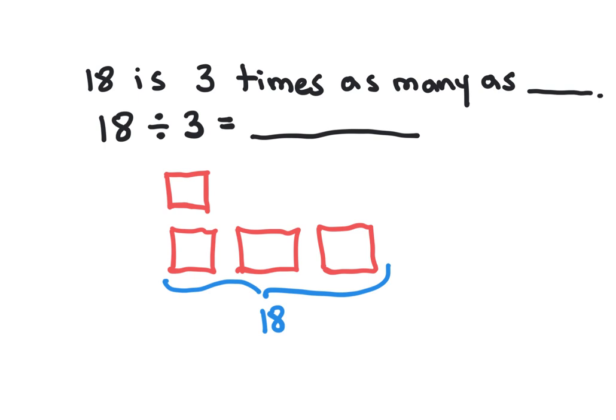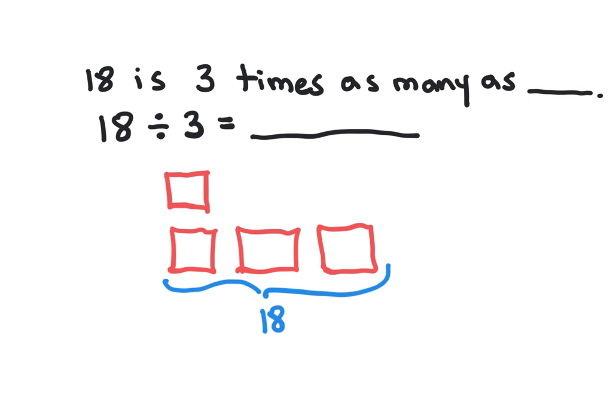18 is 3 times as many as blank. 18 divided by 3 gives you blank. So another way to figure out these multiplicative comparisons is to do the inverse operation, the opposite, which would be division, to help us come up with the answer. Again, we really need to practice our multiplication facts, because once we get stronger in that, all of this will become a piece of cake. So we need to know what is missing in these boxes. We need to figure that out in order to fill in our tape diagram.